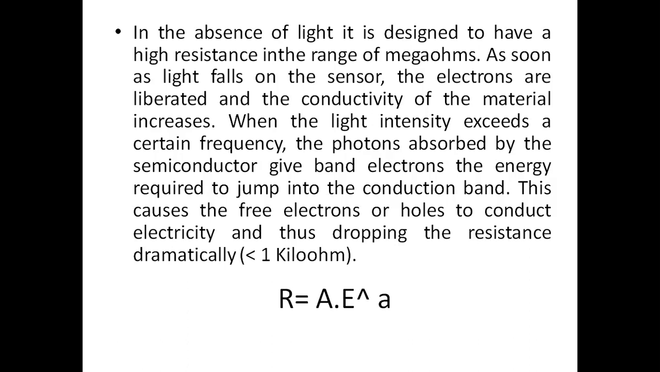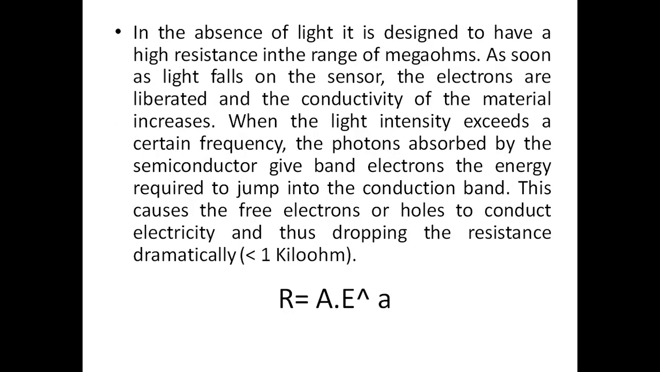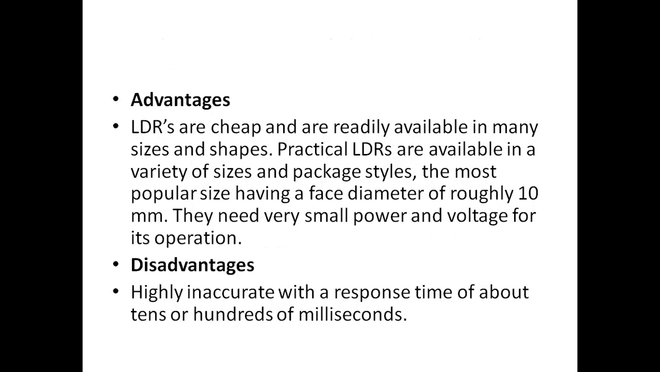The equation which shows the relation between resistance and illumination can be given as R equals A times E to the power of a, where E stands for illumination, R stands for resistance, and capital A and small a stand for constants. When we talk about types, we have intrinsic and extrinsic. Regarding the advantages, LDRs are cheap and readily available in many sizes and shapes.